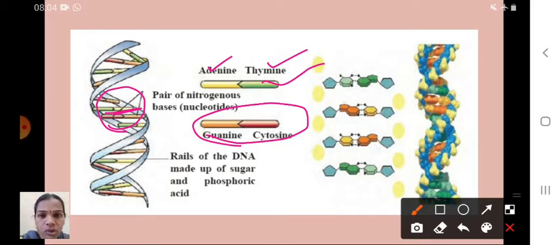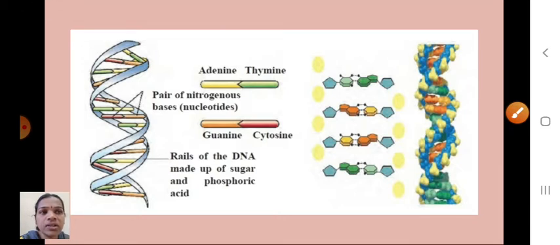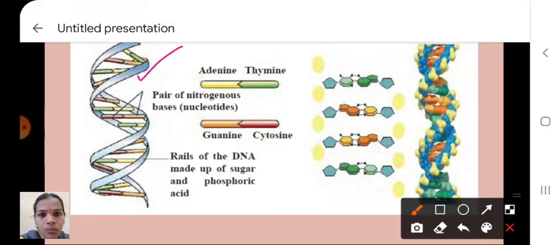So DNA is a double helix structure, and here are the nitrogenous bases. How many types of nitrogenous base? 4 types. Can anyone say the names of the 4 types? Yes, adenine, thymine, guanine and cytosine. Children, you have to practice this DNA structure at home.